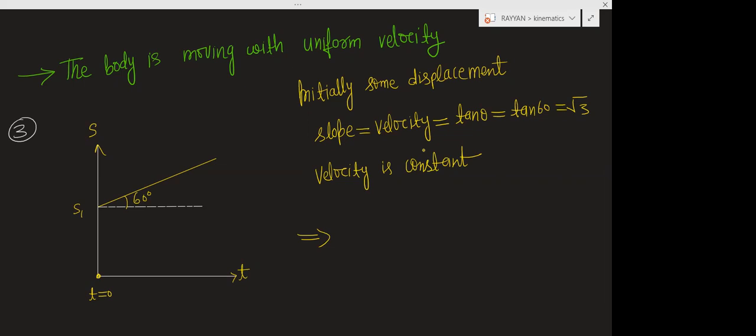You can say the body will have some initial displacement. The body has uniform velocity with some initial displacement.